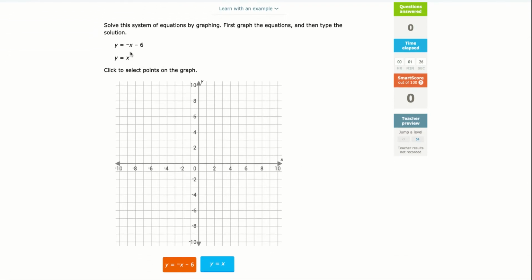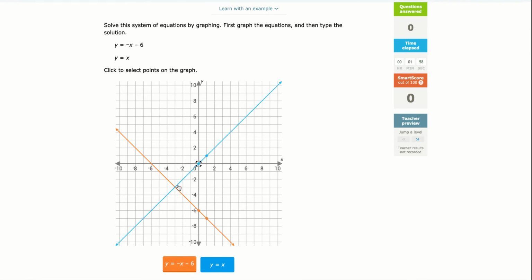So again, these two equations are going to be down below the graph. They're going to be given a color, right? Orange and blue. So you click on the orange one and you're going to graph it. It has a y-intercept of -6. So just remember your slope-intercept form, slope of -1. So I go down 1 and right 1. The blue line has a y-intercept of 0, goes up 1, right 1 for a slope of 1.